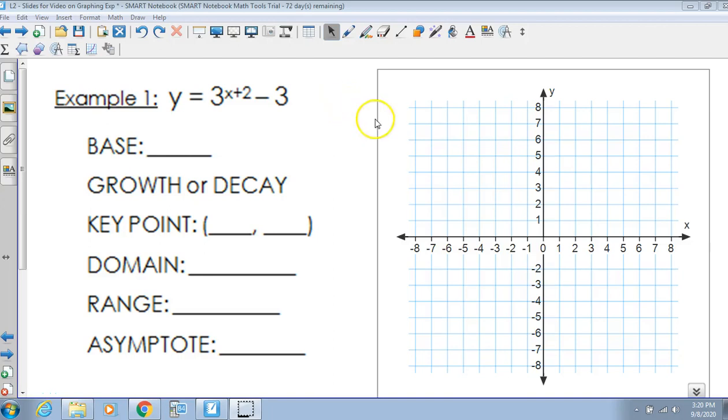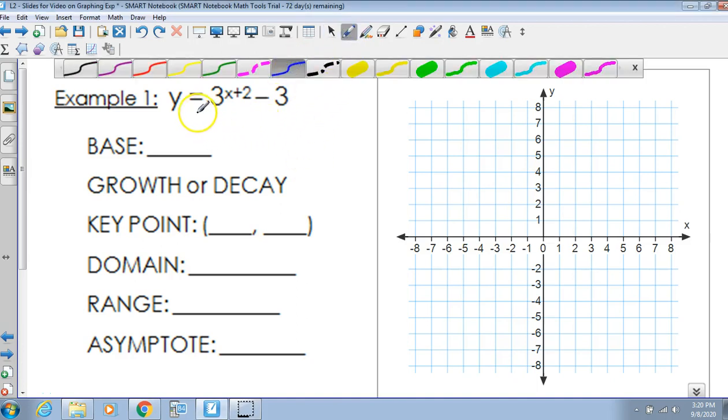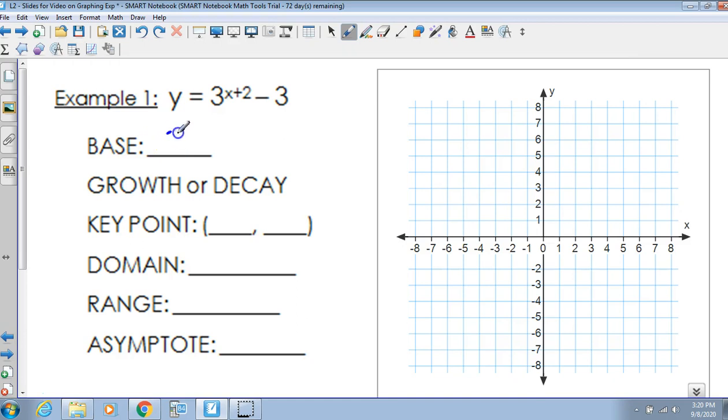Okay, now let's continue with a few more examples of exponential functions. So let's start this one right here with our example one. Y equals 3 to the x plus 2 power minus 3. So our base is 3, so this is going to be a growth function.